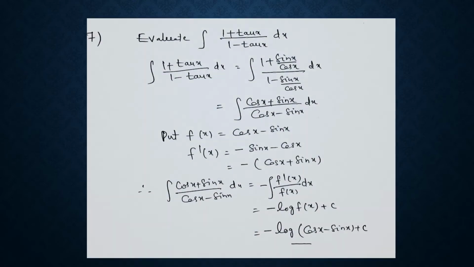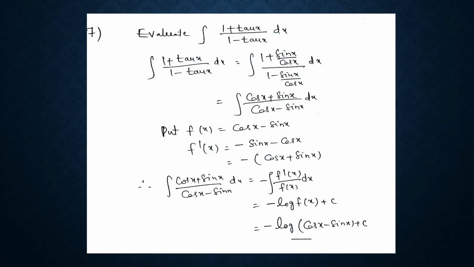Next problem. Seventh one. Evaluate integral 1 plus tan x by 1 minus tan x dx. So to evaluate this function, write tan x in terms of sin x by cos x. So that becomes integral 1 plus sin x by cos x divided by 1 minus sin x by cos x dx. By taking LCM, we will get integral cos x plus sin x by cos x minus sin x dx.